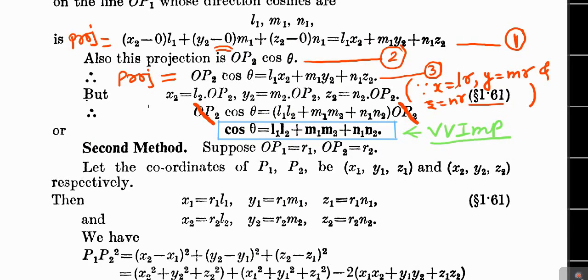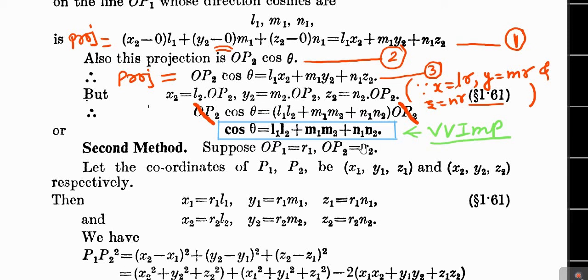In last class we have obtained some important formulas. The first one was the angle between two lines. If we have two lines with their direction cosines L1, M1, N1 and L2, M2, N2, and if theta is the angle between them, then the cosine of the angle theta is given by cos theta equal to L1 L2 plus M1 M2 plus N1 N2. This is a very important formula.